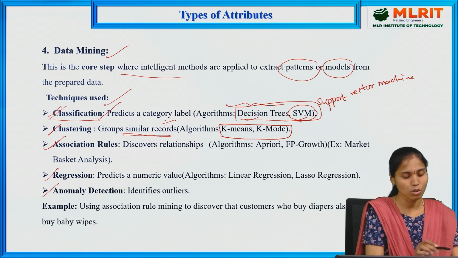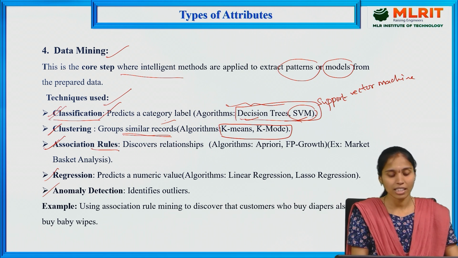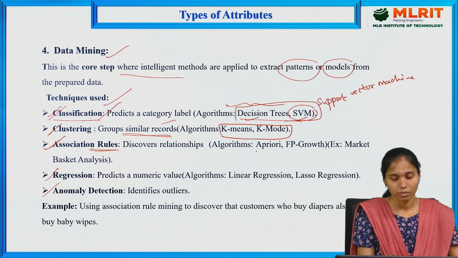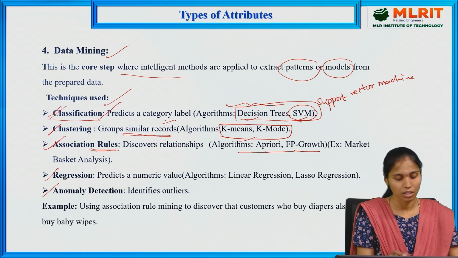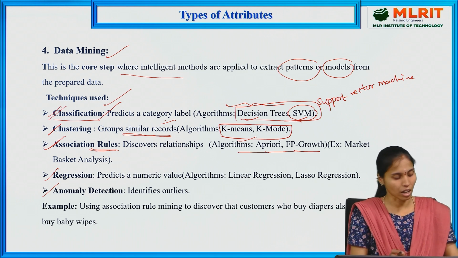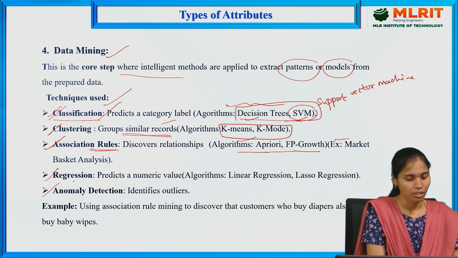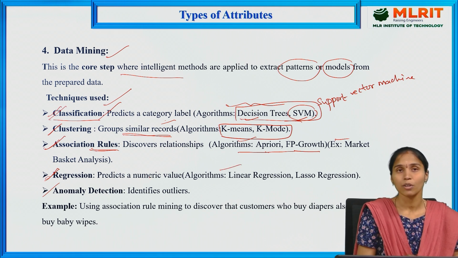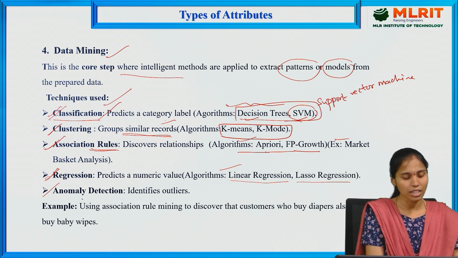The next one is association rules. Discovering the relationship between two variables is called an association rule. By using algorithms like Apriori and FP-growth, we can group the variables, for example, in market basket analysis. The next topic is regression. It predicts numerical values, using algorithms like linear regression and lasso regression. The last one is anomaly detection.